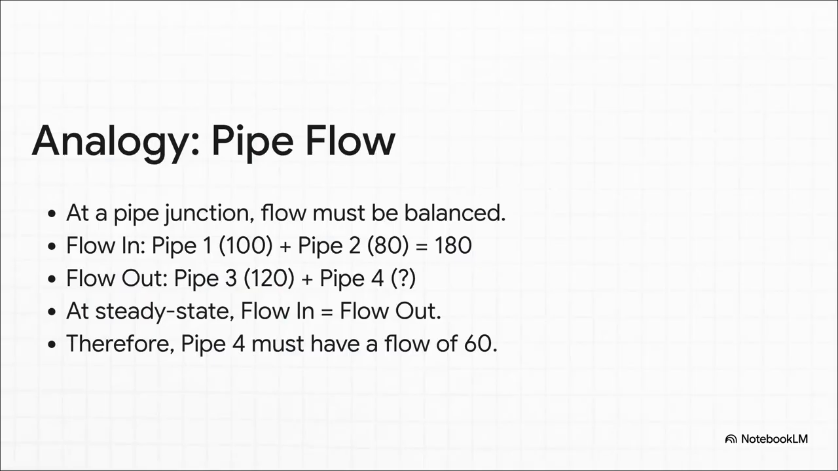Let's use another quick example to really nail this down. Think about water flowing through some pipes. If the system is in a steady state, then at any junction, the total amount of water flowing in has to equal the total amount flowing out. So if you have 180 units coming in, you have to have 180 units going out. Increases equal decreases. It's the exact same principle, just applied to fluid dynamics instead of forces.